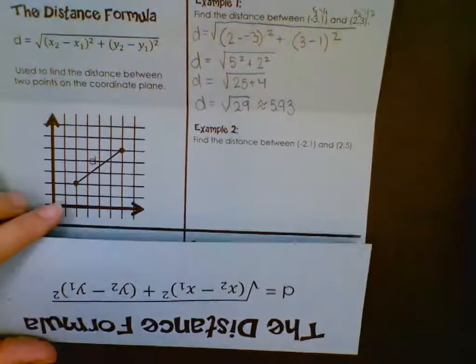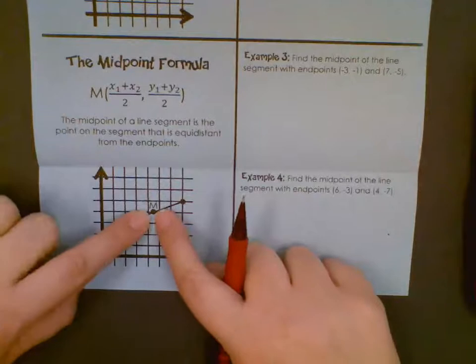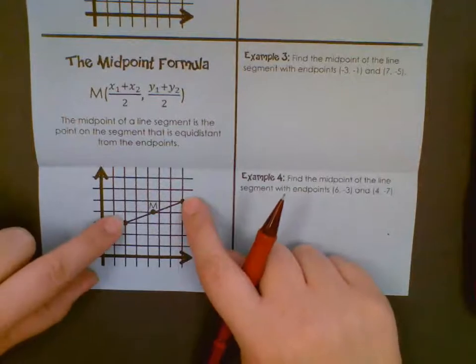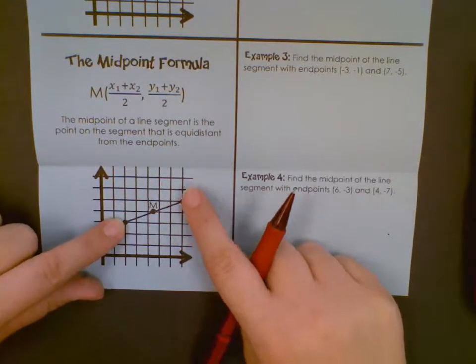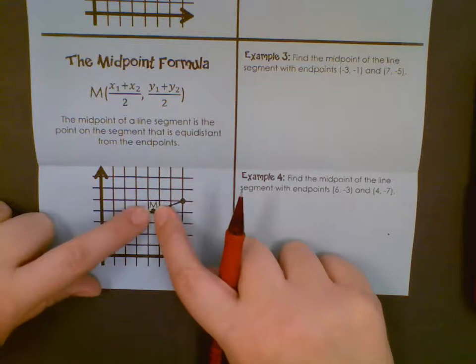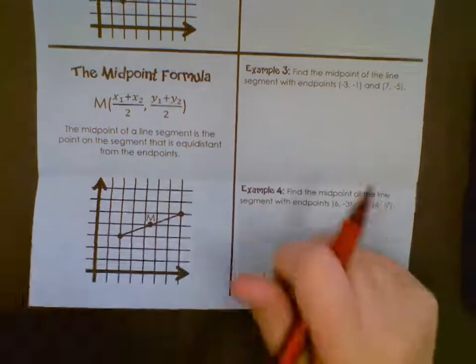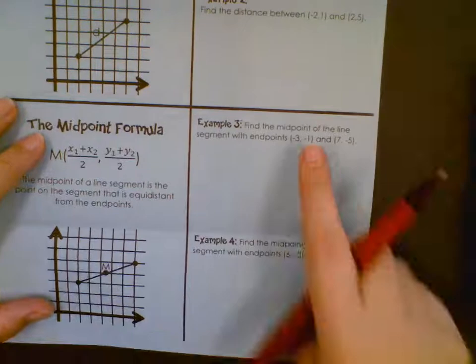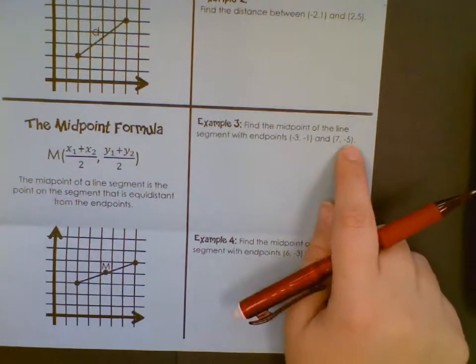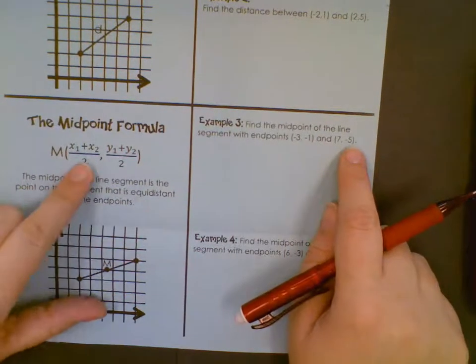Okay, so let's talk about the midpoint. Remember midpoint is the middle, so it's the average between those 2 endpoints. We add the x's together and divide by 2 and we'll get the middle. Then add the y's together, divide by 2, and we'll get the middle. It's still x1, y1, x2, y2. But remember, this time we're adding.